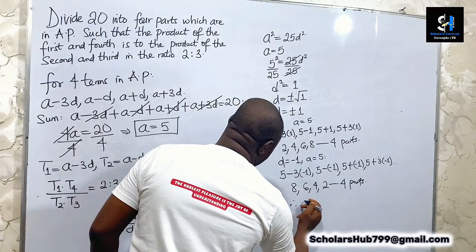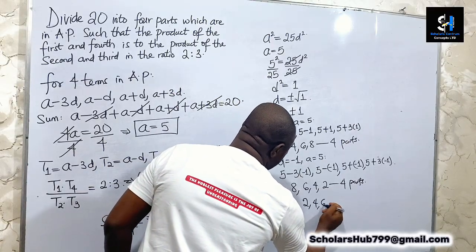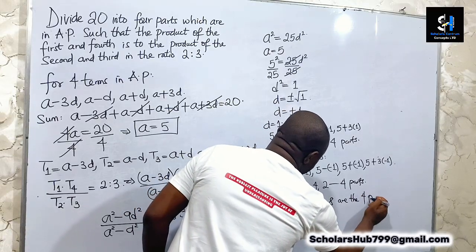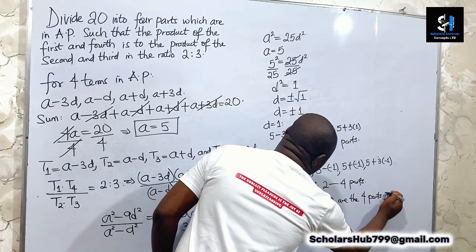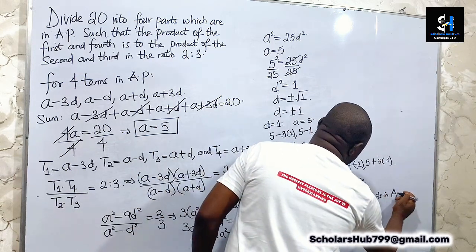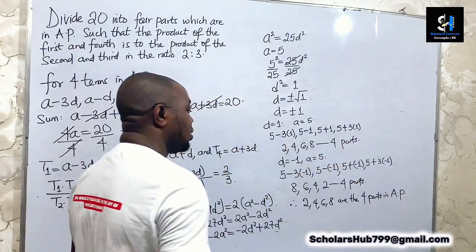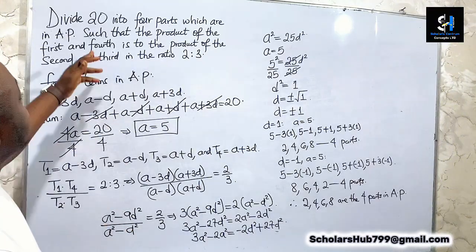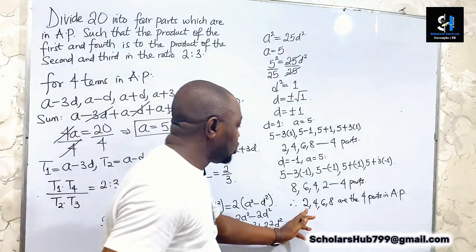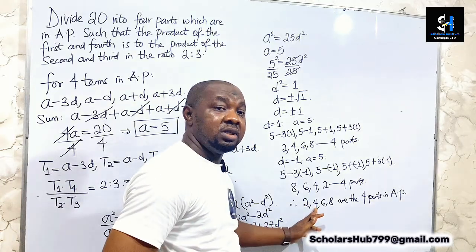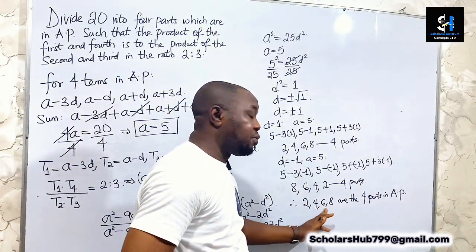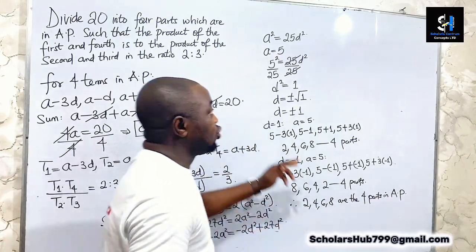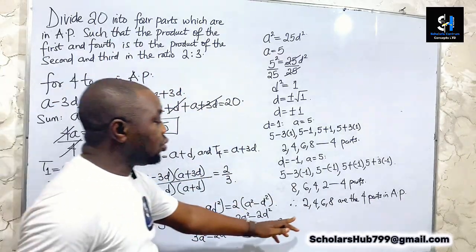Therefore, 2, 4, 6, 8 are the 4 parts in AP whose sum, that is, when we add them together, 2 plus 4 is 6, 6 plus 6 is 12, then 12 plus 8 is 20. So whose sum is equal to 20.